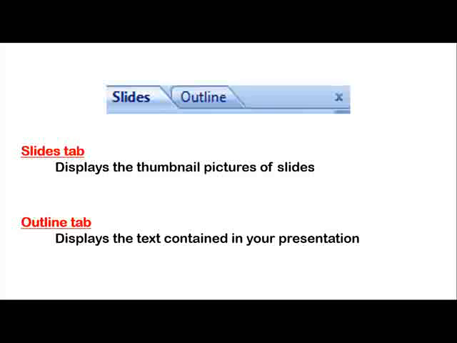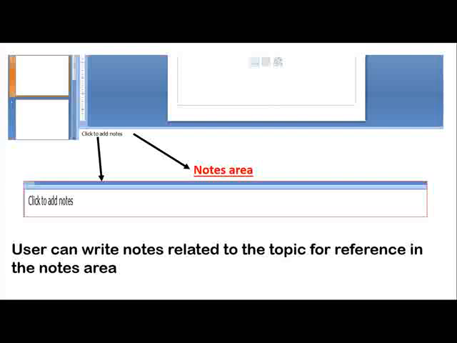Okay, and second is outline tab. Outline tab displays the text contained in your presentation. If we type anything in the slide, that is displayed in the outline tab. See, that helps us to edit things very easily. Okay, so slides tab displays the thumbnail pictures of the slides and the outline tab displays the text contained in your presentation.